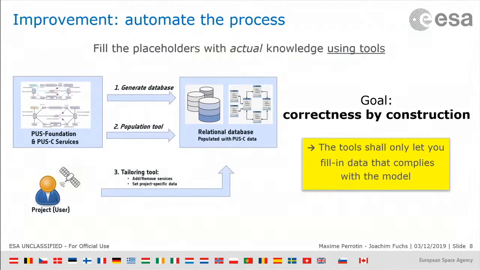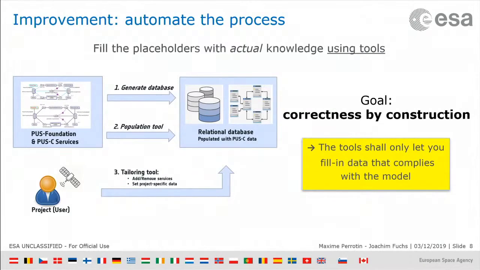The goal, how to see it, automate the process. The goal is to take the PUS foundation model, have a tool which helps us populating, have a tool which helps us tailoring the PUS, and come to a database which is what we call correct by construction and represents all necessary information for command control for our spacecraft.